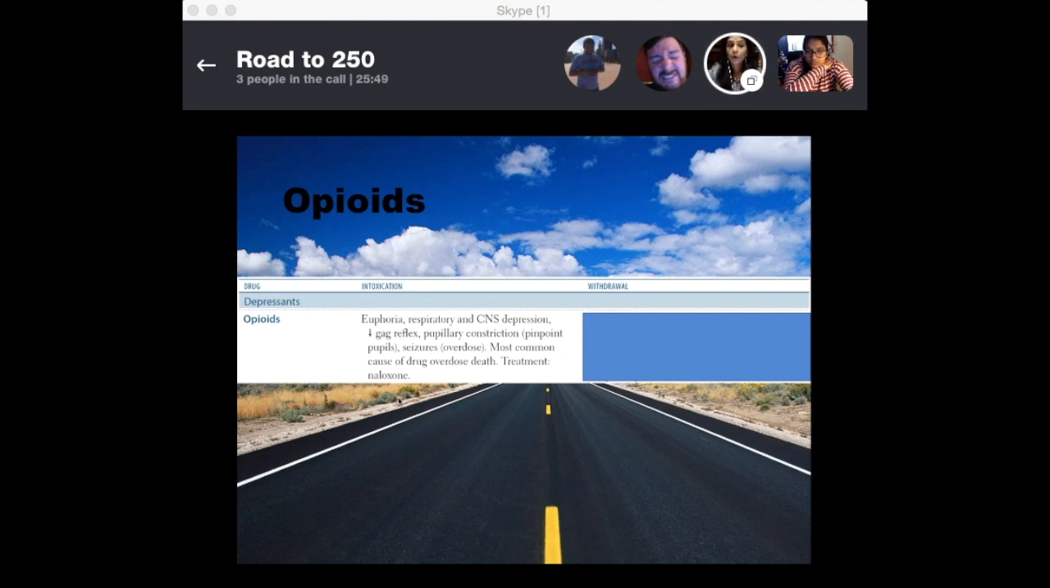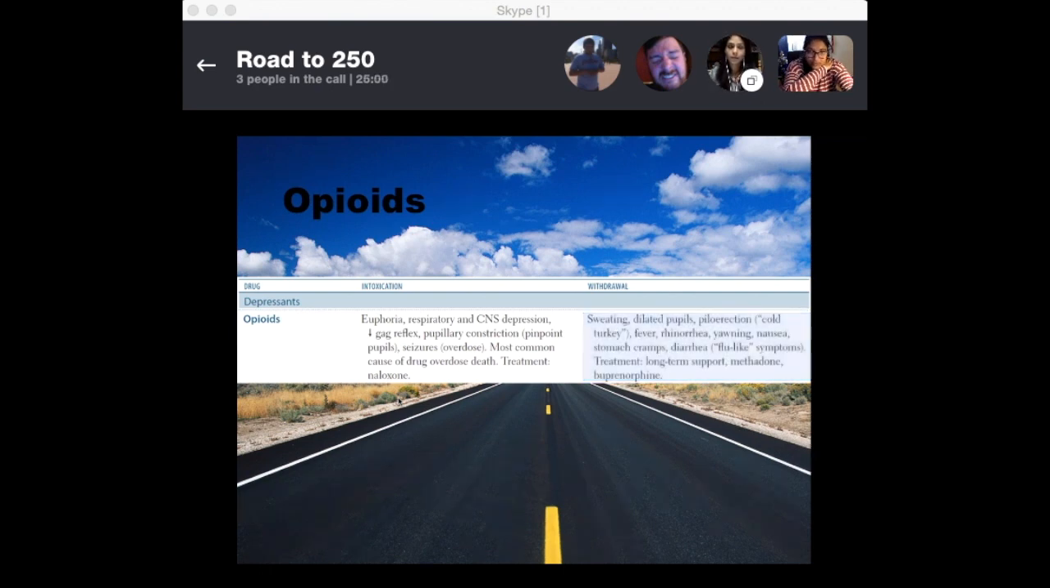So how about withdrawal? What type of symptoms would you see in a patient with opioid withdrawal? Irritability, sweating, nausea, muscle pain. Yeah, exactly. So sweating, dilated pupils, piloerection, fever, rhinorrhea, stomach cramps, diarrhea or flu-like symptoms. And here the treatment is what we've talked about.